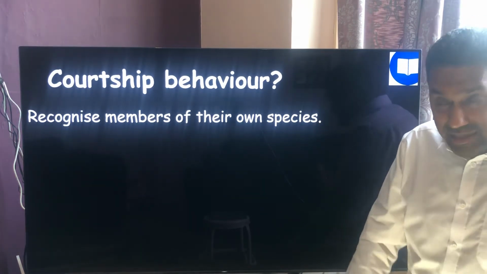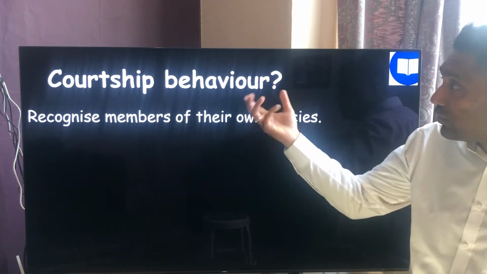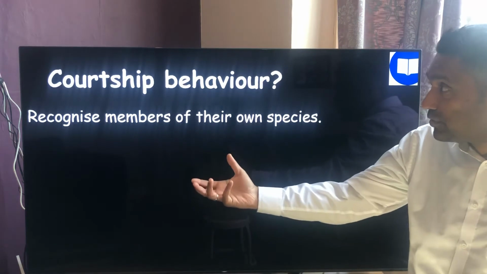You're going to leave your genes. And how are you going to leave your genes? You're going to pass it on through sex. So sexual reproduction is all about how do we get to that point of sexual reproduction?